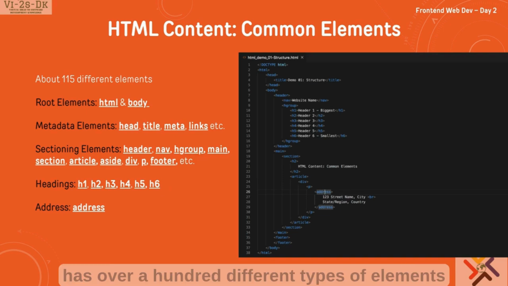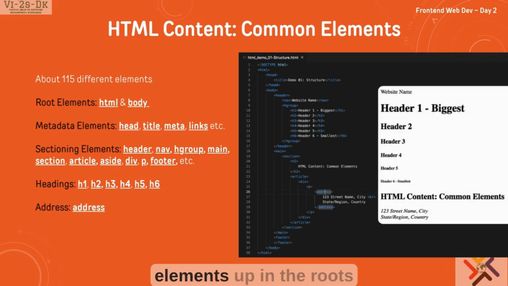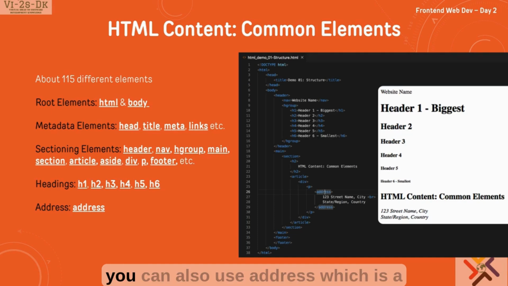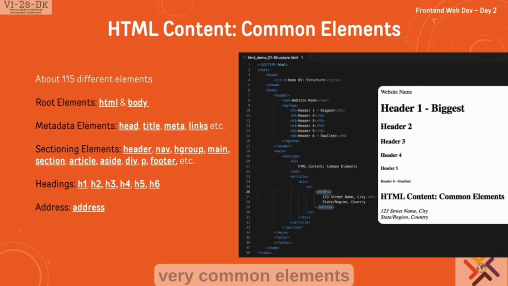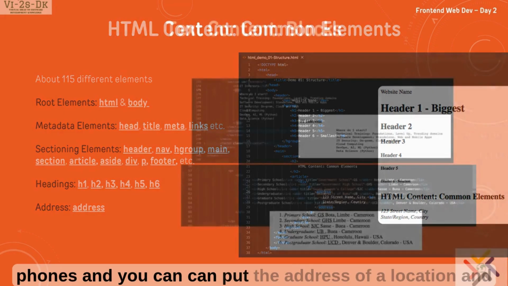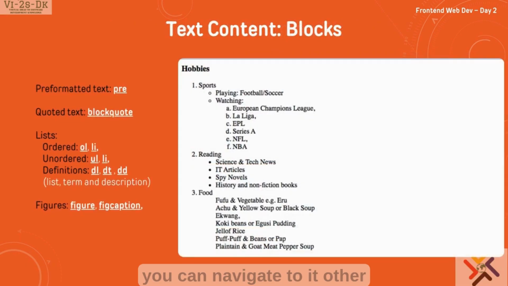Now, let's move from the structure to the content of the web page. You realize that HTML has over 100 different types of elements. Elements that are in the root, metadata, or section, or also headings, which range from H1 to H6, H1 being the biggest heading. You could also use the address, which is a very common element, given that most users use mobile phones, and you can put the address of a location and you can navigate to it.